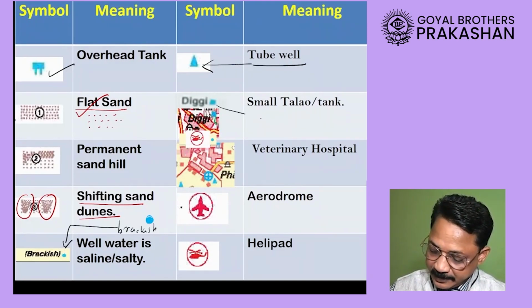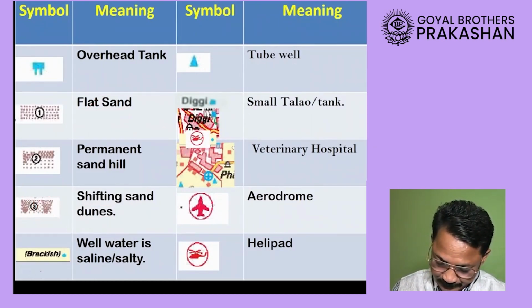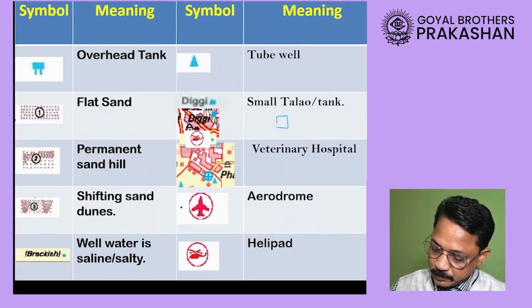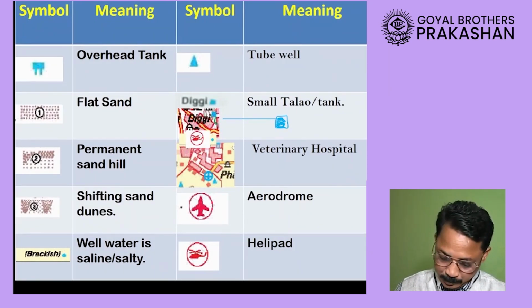Then here you will find another symbol shown with blue color. It's a blue color square which is completely shaded. I'm talking about this blue color shade. It is called a diggy. So a blue square completely shaded inside is a diggy. Please remember, a diggy is a small tank. You can also call it a small talab.